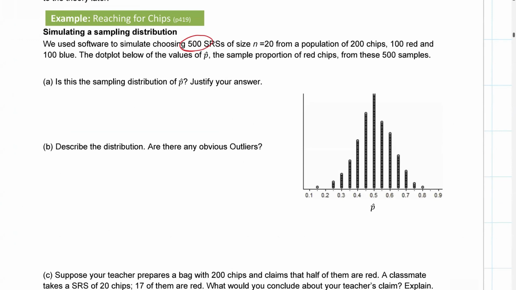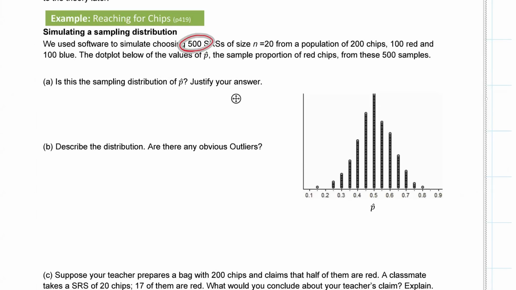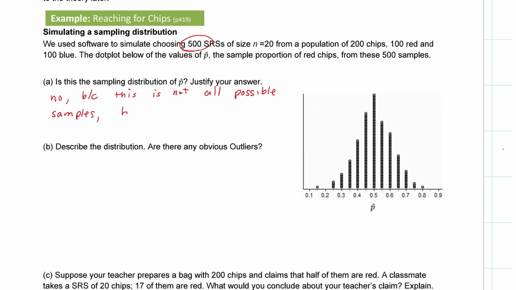They did this for us. There's a bunch of dots here. Each of these dots represents one p-hat value, right? Is it a sampling distribution? Is it a sampling distribution of p-hat? Answer is no. This is not a sampling distribution because this is not all possible samples, but it is a reasonable estimate.